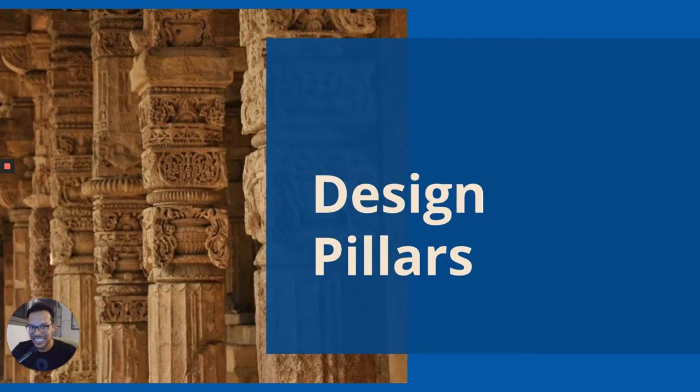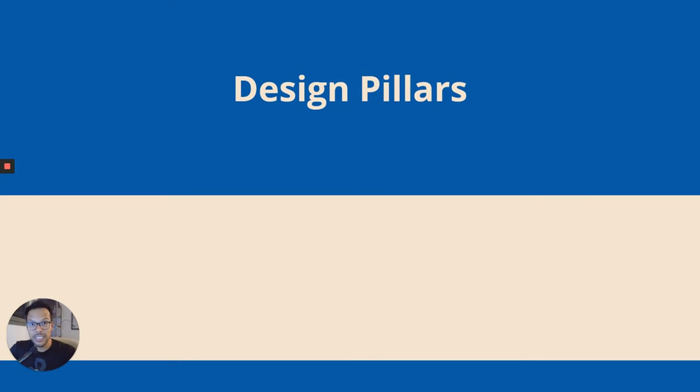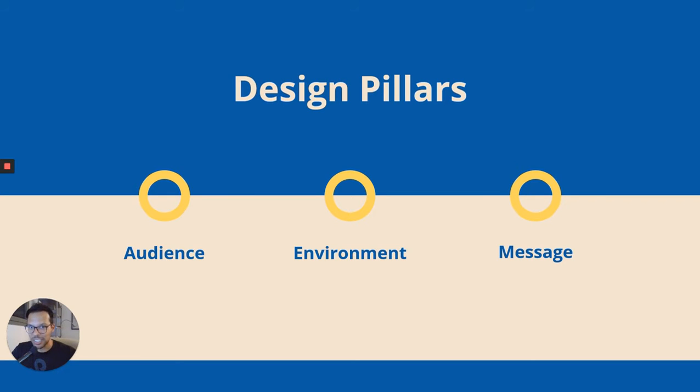We're going to talk about the design pillars now. They will give us the base for everything that we're going to be talking about next. The first one is your audience and knowing about it. Then comes the environment in which you're going to be presenting. And at last, the message. And we're going to be talking a lot about that.